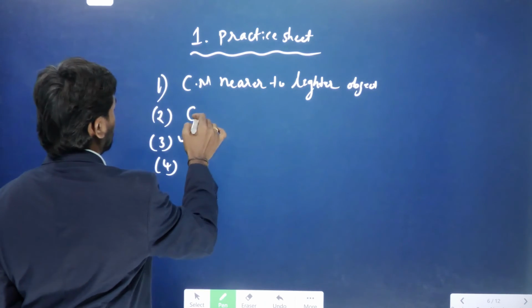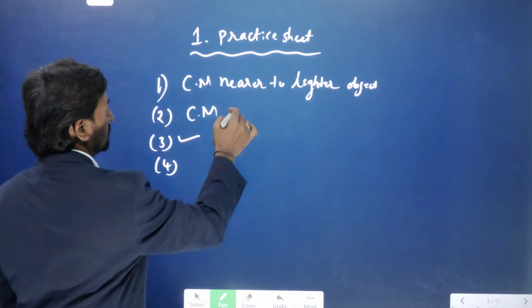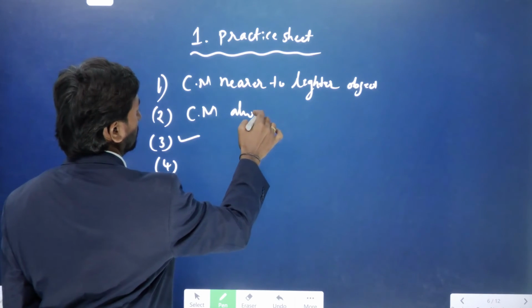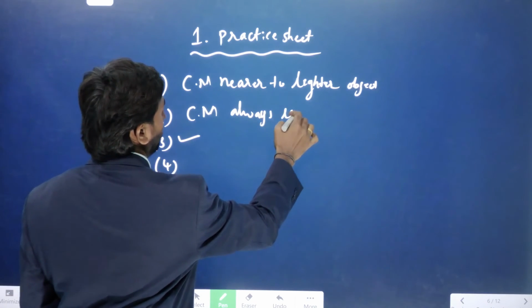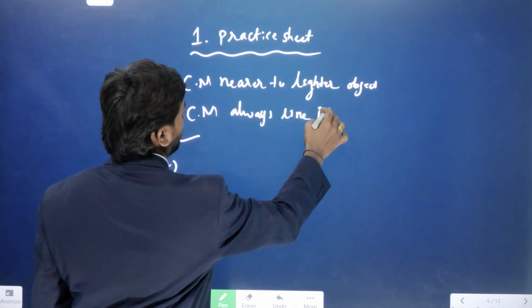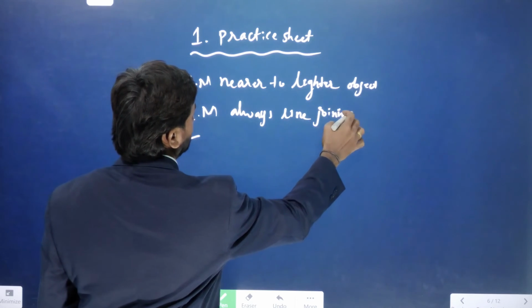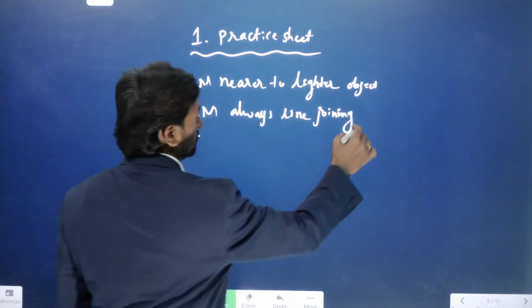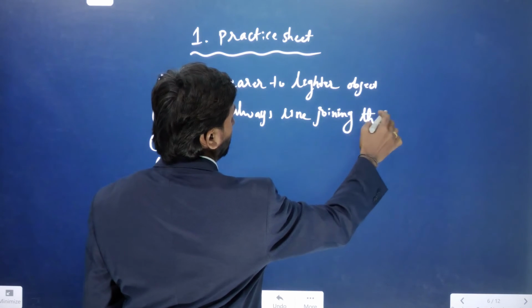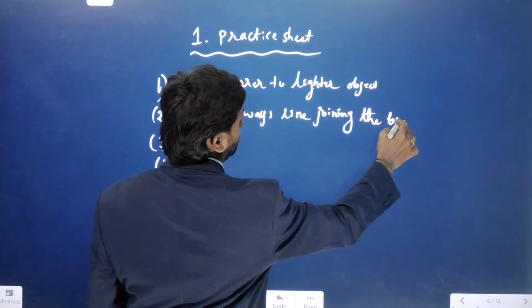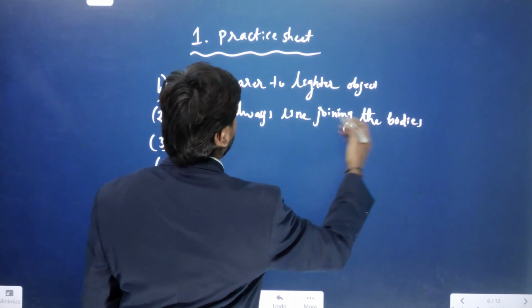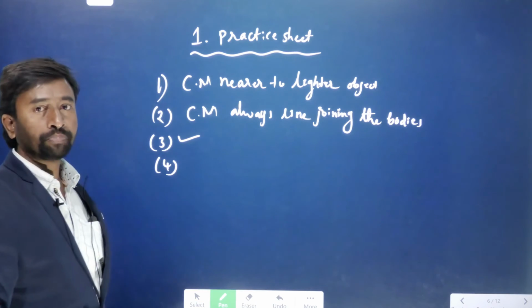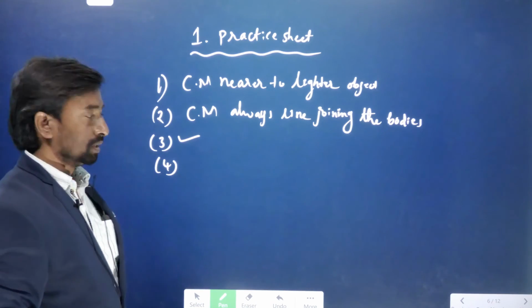And the second one is given: center of mass is always on the line joining the bodies. It is not always, sometimes it may be there. If it is a regular shaped body, it may happen there.